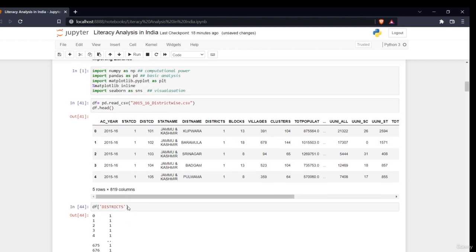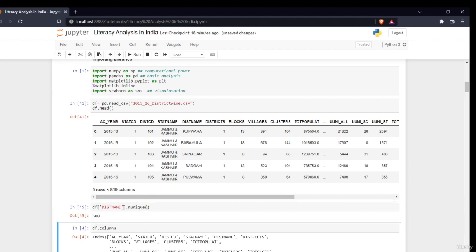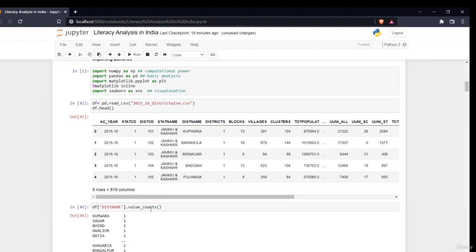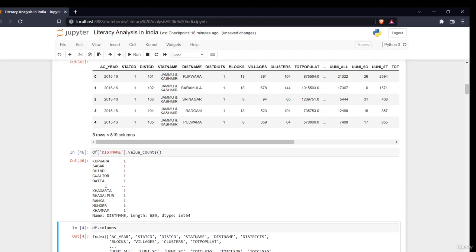So these are the certain several districts. Oh, sorry, I have written districts, that's why it is not showing. District name will be there. District name dot nunique, 680. See, and if you want to see the names, you just write value counts. So these are all the districts present.